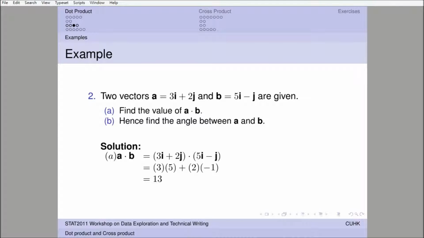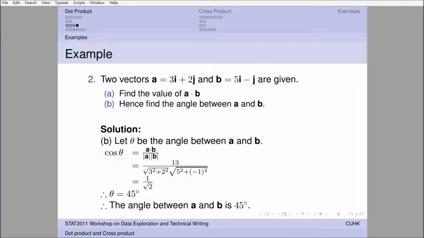Example 2. Given that two vectors A and B, recall that vectors i and j are unit vectors. Part A. Find the value of A dot B. The dot product can be found algebraically, that is 3 times 5 minus 2 times minus 1, which equals to 13.